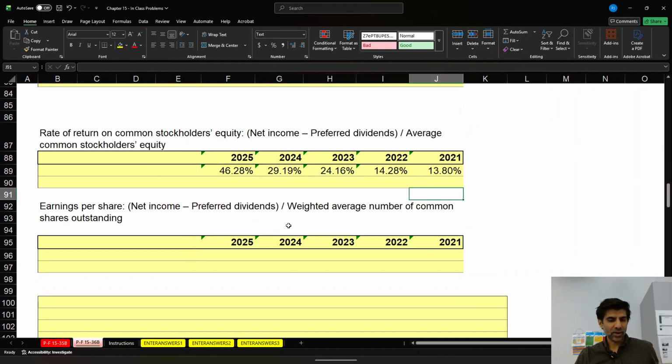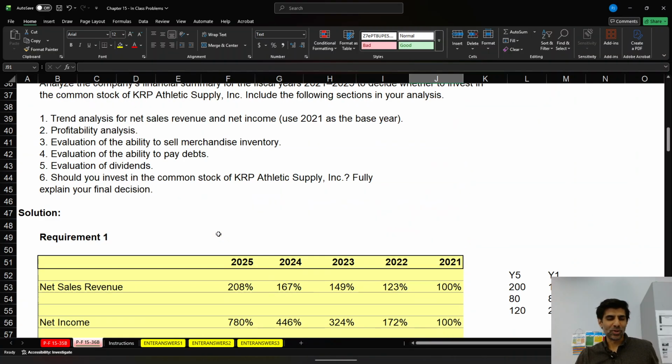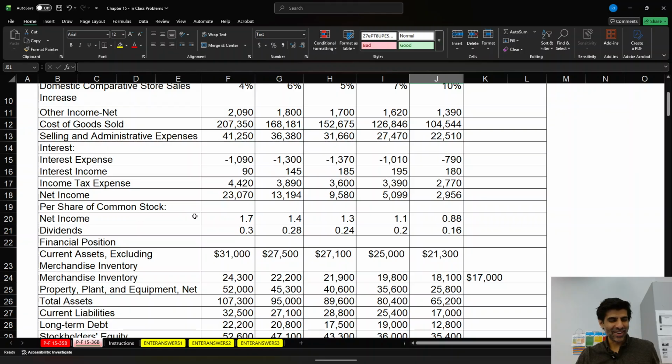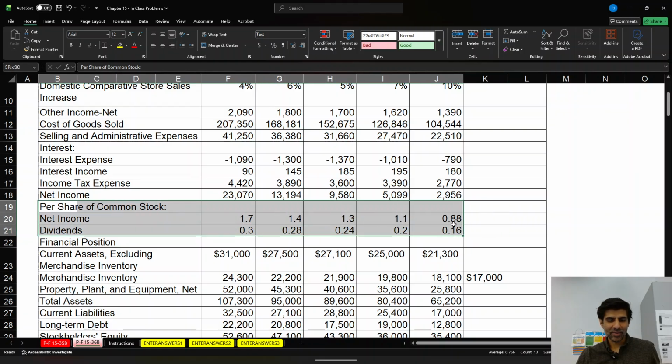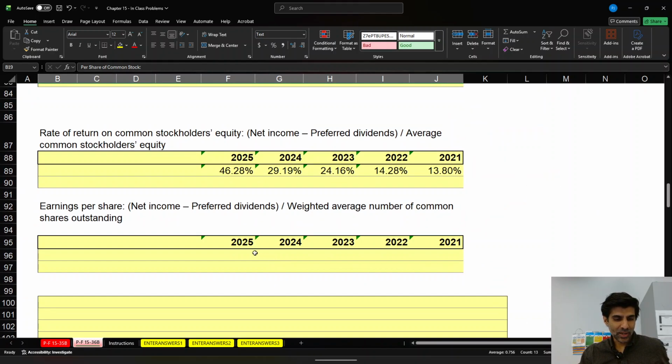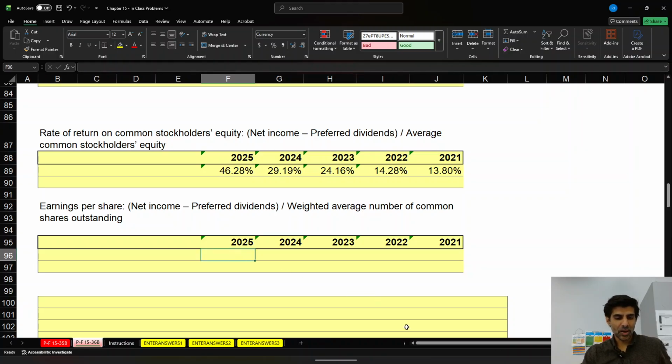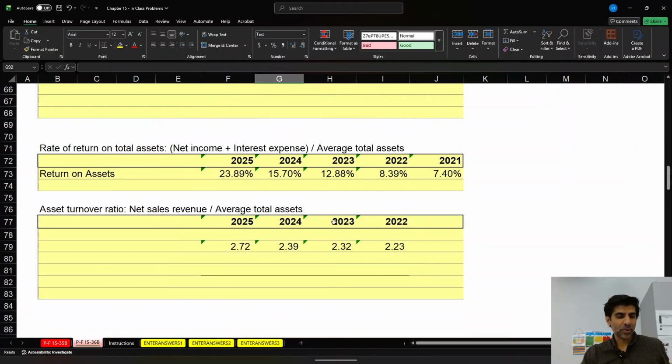Okay, and then earnings per share. Again, they actually gave us earnings per share. It's given to you right here, per share of common stock. And again, this is testing your understanding: earnings per share is the same thing as net income per share. That's what earnings per share is. It's net income divided by the number of shares outstanding. So again, no preferred dividends. The weighted average number of common shares outstanding.